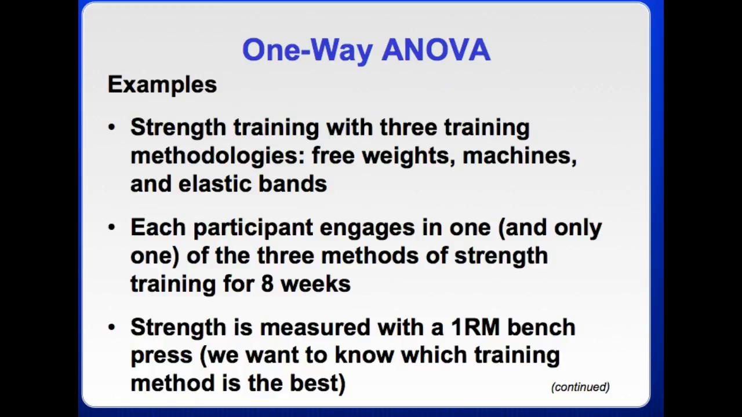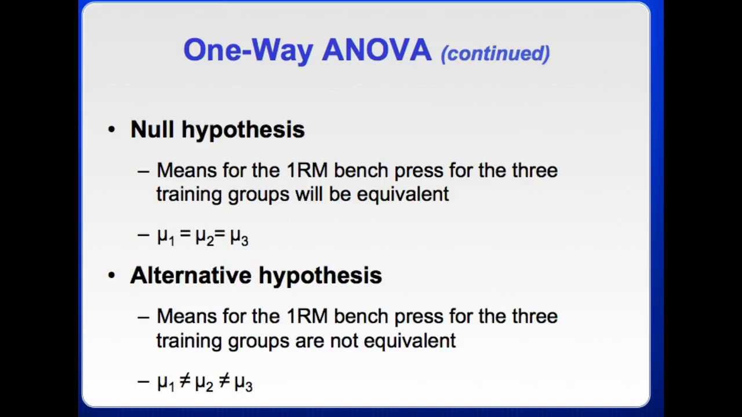Then you have one-way ANOVAs. Example: strength training with three training methodologies: free weights, machines, and elastic bands. Each participant engages in one and only one of the three methods of strength training for 8 weeks. Strength is measured with a 1RM bench press. We want to know which training method is best, and that's why you would run a one-way ANOVA.